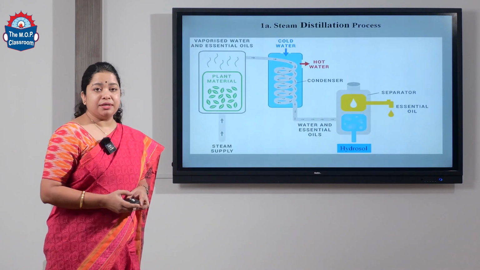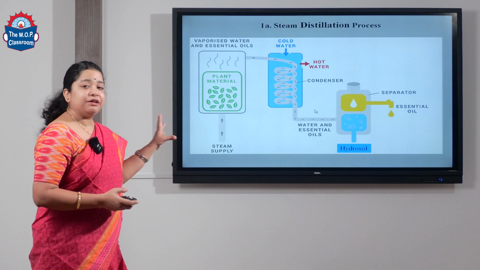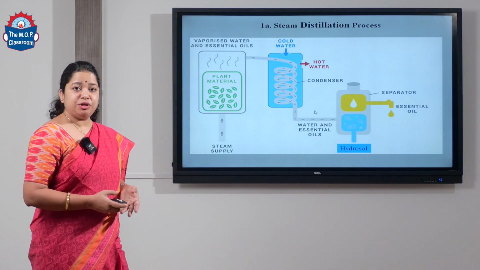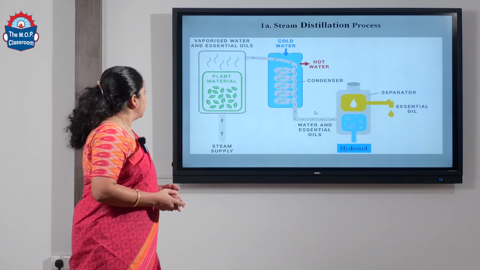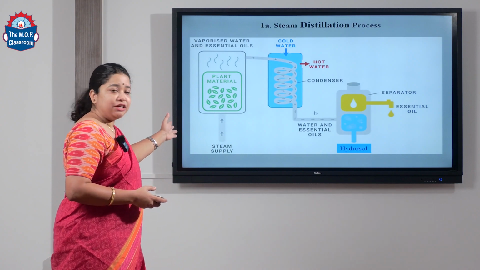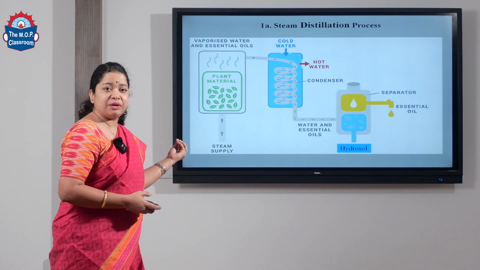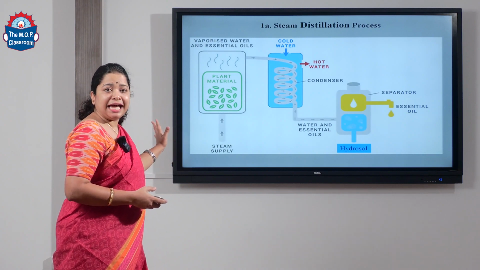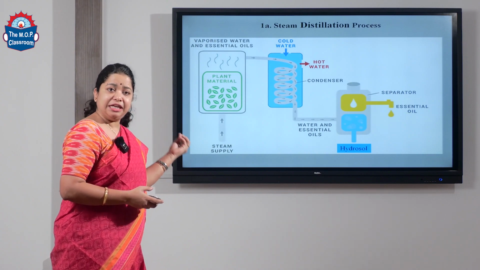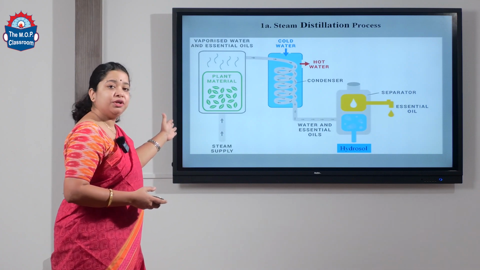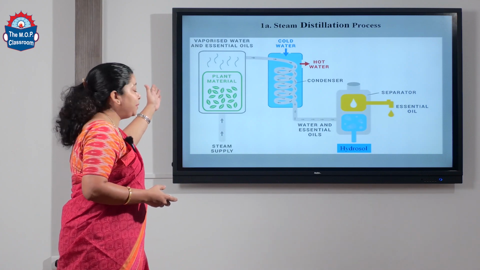Now, starting with the process. So this is the whole diagrammatic representation of the steam distillation process. And here, on the left side of your screen, you can see the vaporized water. We have a steam source. Now the steam can come from a water tank which has some heat source. The steam comes to this and it is supplied to the plant material.